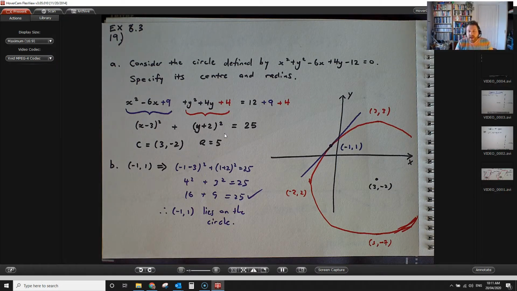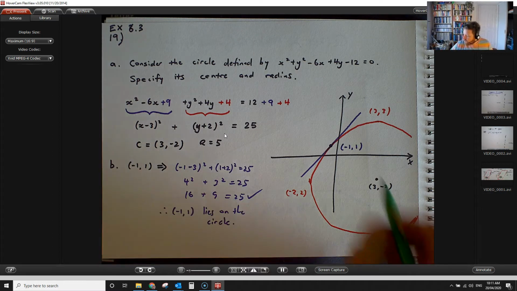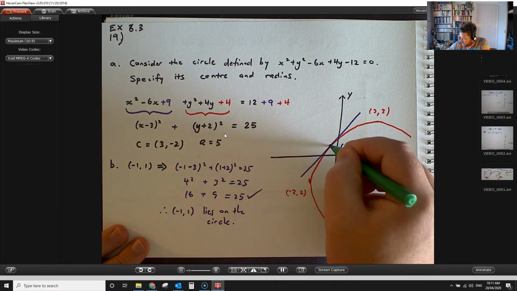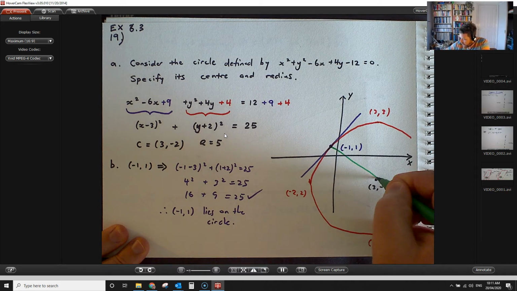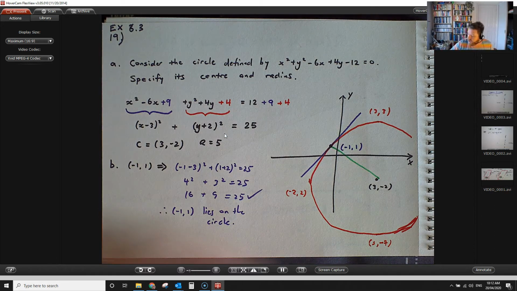Okay, no problems. The way we find a tangent for something like that is we realize that any tangent line that we draw is going to be at right angles to our radial line. So if we can find the gradient of the line between our point and the center, then the gradient of our line is going to be perpendicular to that. So we're going to be able to use that -1 over m idea. Alright, so let's do that.